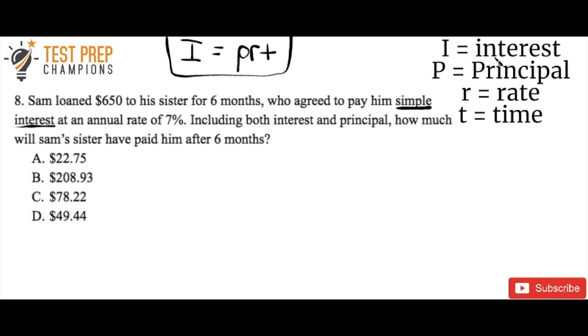I equals interest, P equals principal, R equals rate, and T equals time. So go ahead, pause the video, and try this out on your own. This is the formula you'll need. Okay, hopefully you had a chance to try this out.